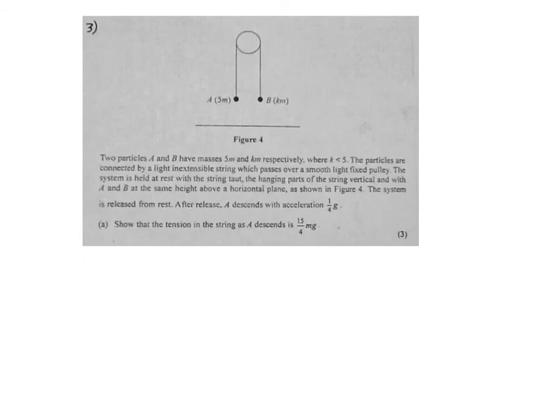Marking all the forces, we will have 5mg acting downwards here. We will have kmg acting down this way. We've got a tension in the string, equal and opposite. Because k is less than 5, the pulley will move in this direction.